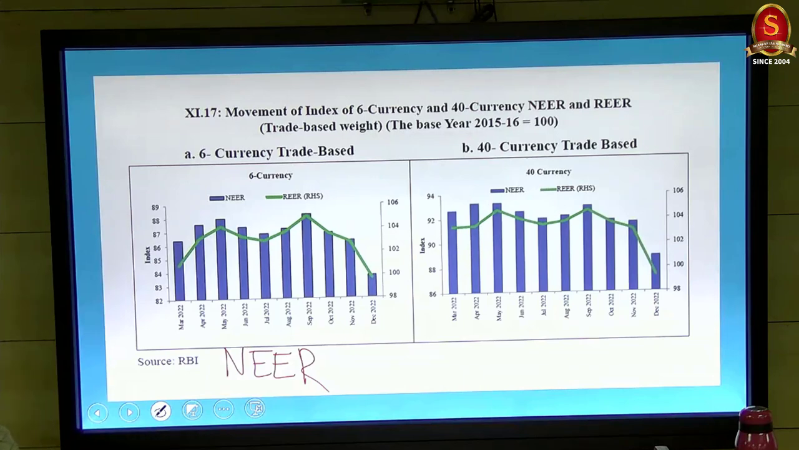China, US, Europe, Australia, UAE, oil producing countries. So we have varieties of trading countries. They will see the bilateral trade. The meaning of bilateral trade is both of us exporting and importing. And in that, they will find out the top 36 countries. That was the older thing. Now they are finding out the top 40 countries.